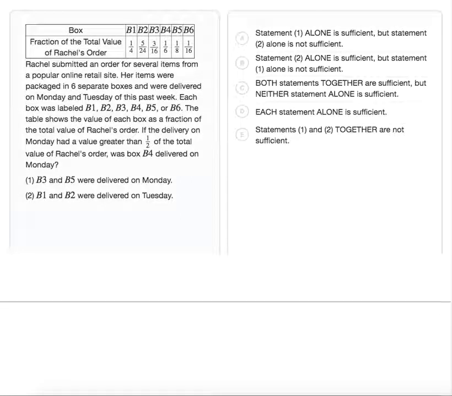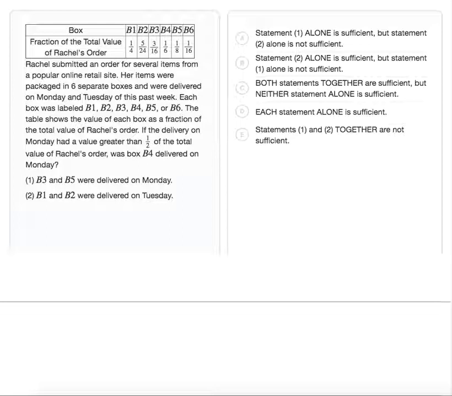To solve this data sufficiency question, let's consider each statement separately first, then together if necessary. Given that the delivery on Monday had a value greater than half of the total value of Rachel's online order, we need to determine if box B4 was delivered on Monday.